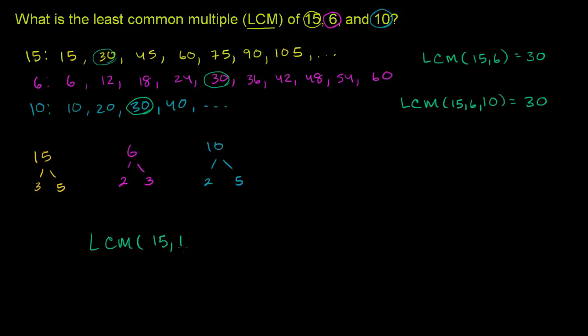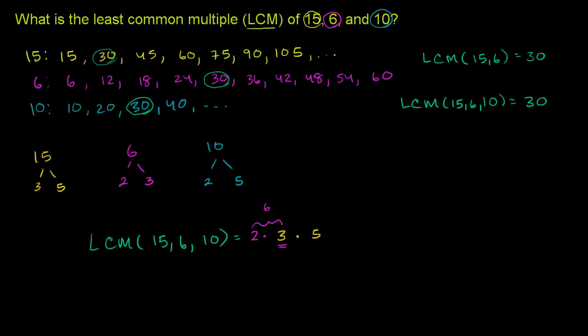of 15, 6, and 10 just needs to have all of these prime factors. And to be clear, in order to be divisible by 15, it has to have at least one 3 and one 5 in its prime factorization. By having a 3 times 5 in its prime factorization, that ensures that this number is divisible by 15. To be divisible by 6, it has to have at least one 2 and one 3. So it has to have at least one 2. And we already have a 3 over here, so that's all we need. So this 2 times 3 ensures that we are divisible by 6.